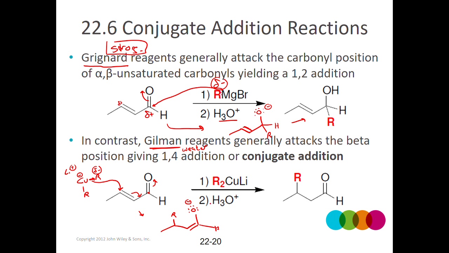Then after you add a proton source, those electrons would swing in and pick off a proton from H3O plus, and that would produce this product. So now this is nice. Depending on which reagent we select, we have the ability to deliver an R group either directly to the carbonyl to make an alcohol, or to the position that is not alpha but beta to the carbonyl, to retain the carbonyl group and install an R group at that position.